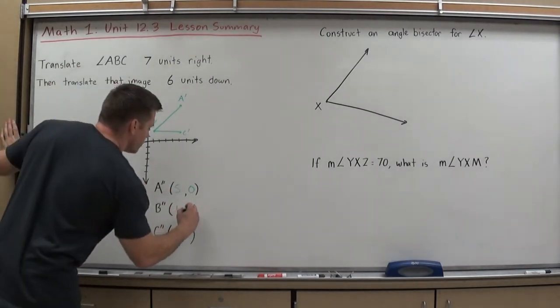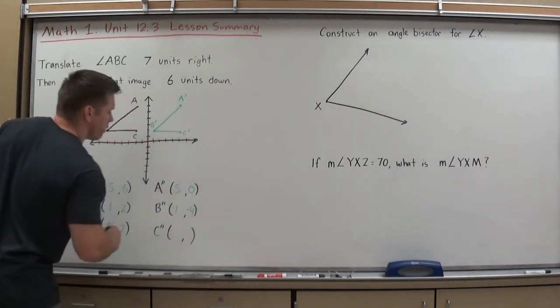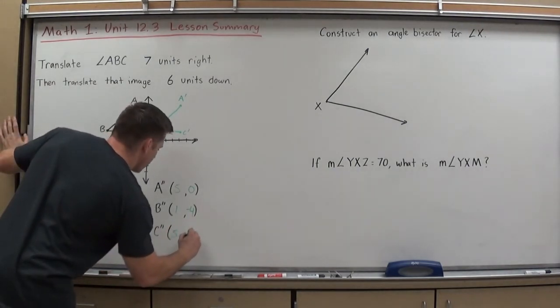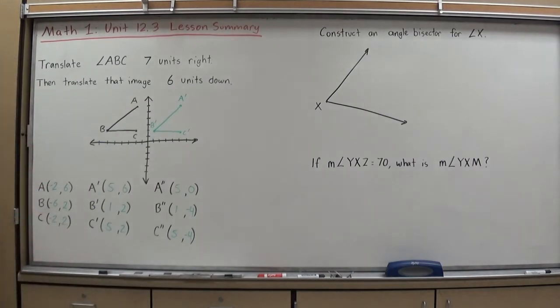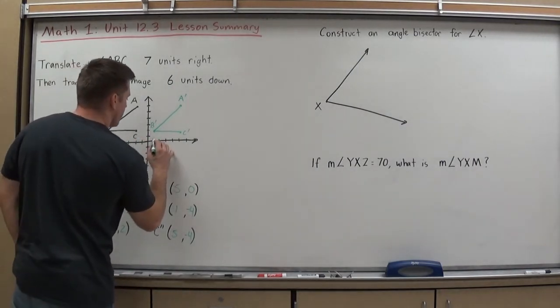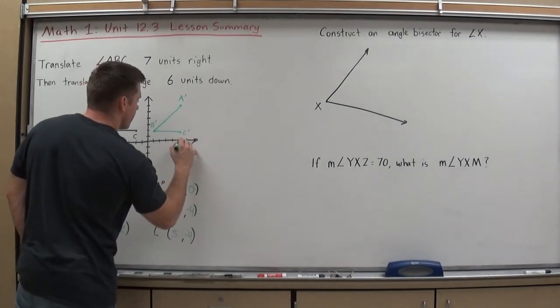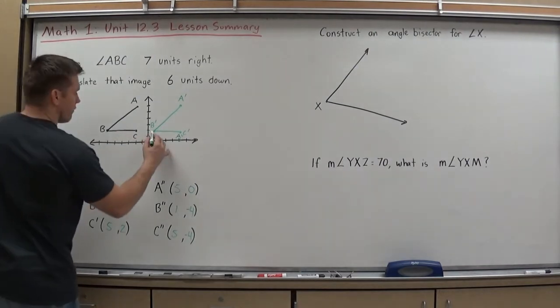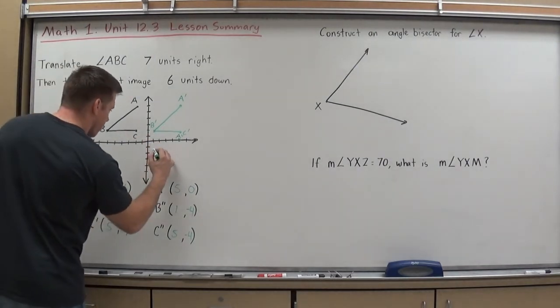1, 2 minus 6 is -4, and 5, -4. And so I can get my coordinates before I do it and then just plot those coordinates. A should now be at 5, 0, 1, 2, 3, 4, 5. So there's my new A double prime. Down 5, so it would be 1, -4.